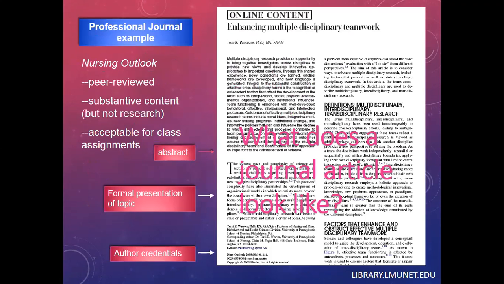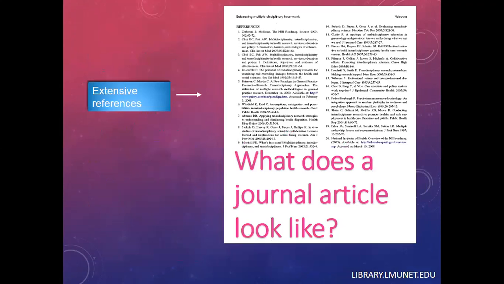So what does a journal article look like? Well, it looks like this. This is from a professional journal, Nursing Outlook, and it is peer-reviewed. If you'll notice, the author's last name includes their credentials. They're an RN, they're a PhD, and an FAAN. This is a very formal presentation of the topic. It includes an abstract and a very lengthy list of references.